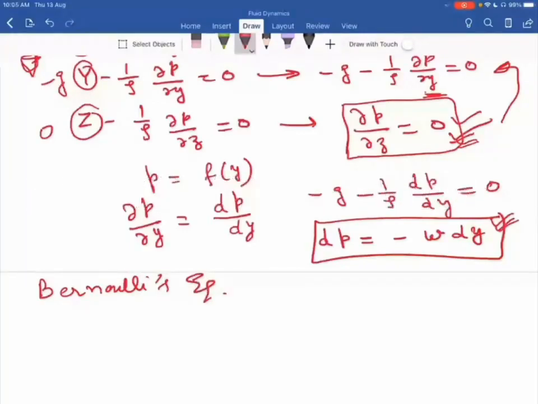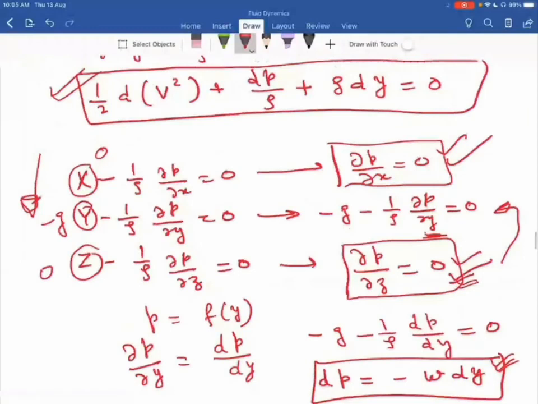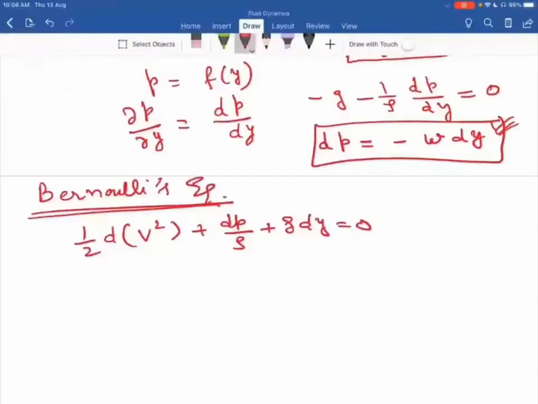So now we have this Euler's equation, this one. I write it again: 1/2 dv² + dp/ρ + g dy = 0. By using this general form of Euler's equation, we can also derive Bernoulli's equation. So for deriving Bernoulli's equation, we integrate this Euler's equation.